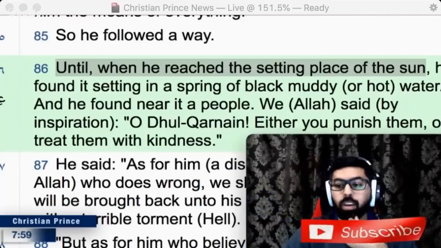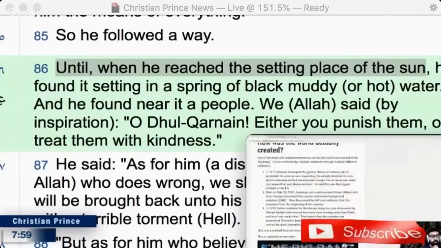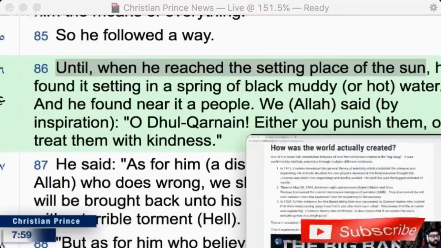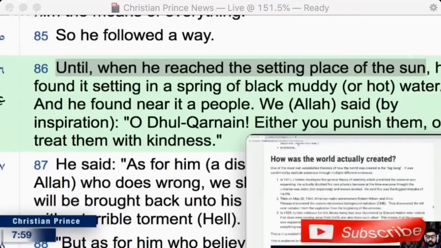So to go back to the Big Bang, you're right that we don't have an explanation as to where the matter came from. But like I wrote on my blog, which I found very interesting because I only started studying this after I left Islam, there are three different reasons why the Big Bang is true. One of them is Einstein and his theory of general relativity, which predicted the universe was expanding. Einstein actually doubted his own science.